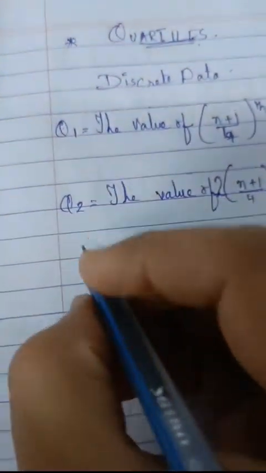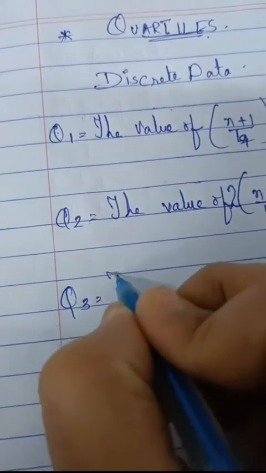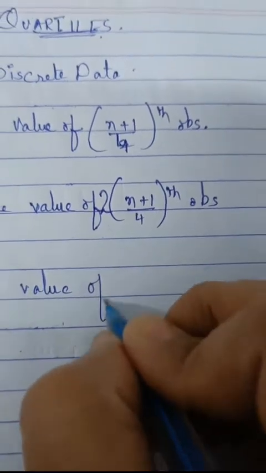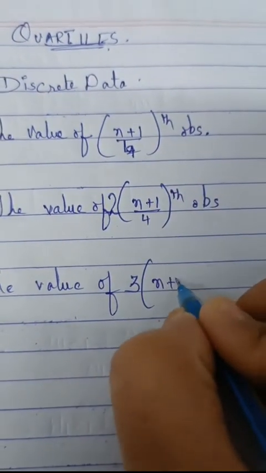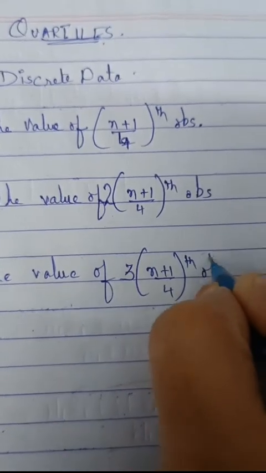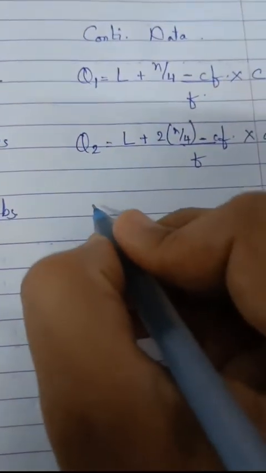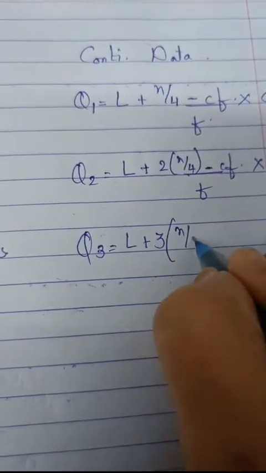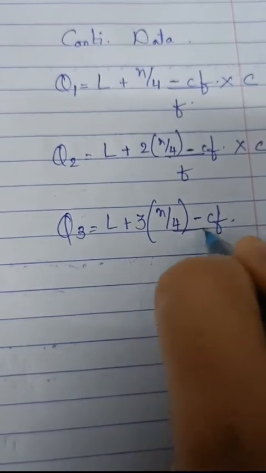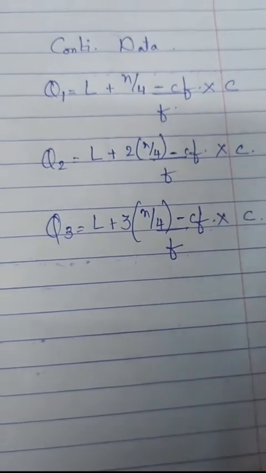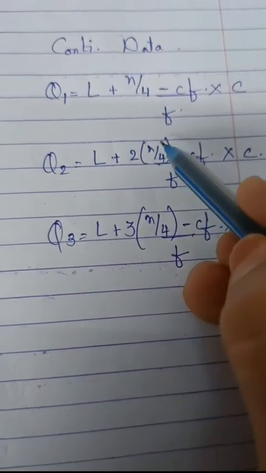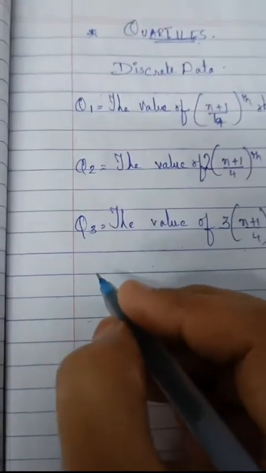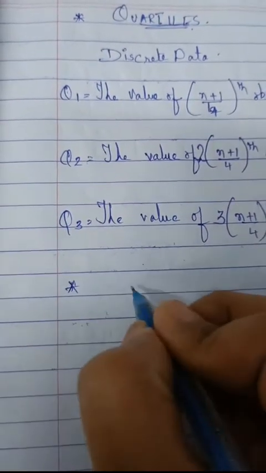Now coming with the formula of Q3, the value of 3 into (n plus 1) divided by 4th observation, and for continuous Q3 equals L plus 3 into n by 4 minus CF upon F into C. Similar, nothing else is going to change, only the value of this n by 4, n by 2 is going to change. Now coming to the next part, quartiles we have done. Let us see deciles.